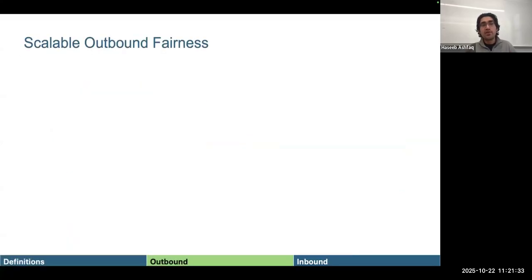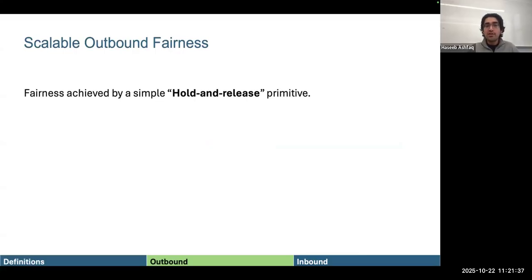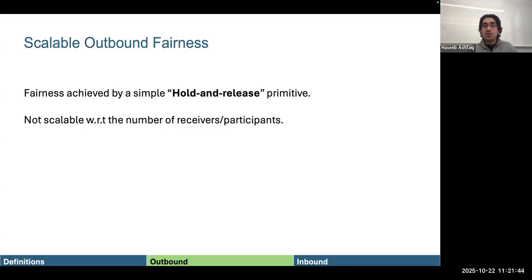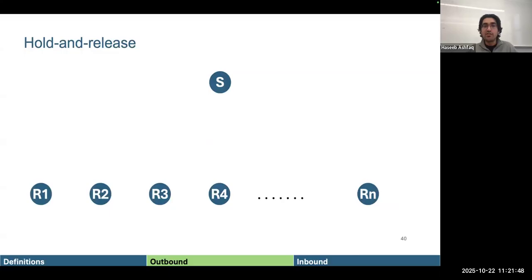Okay, so we'll start with the first, which is scalable outbound fairness. Outbound fairness is achieved by a very simple primitive, which we call hold and release, which is not very scalable. We'll see how we make it scalable, but first let's see what the hold and release primitive is.